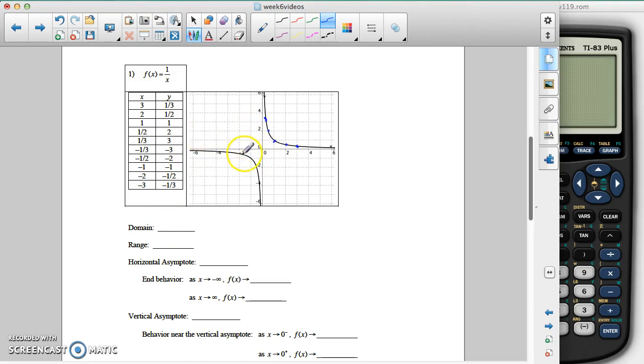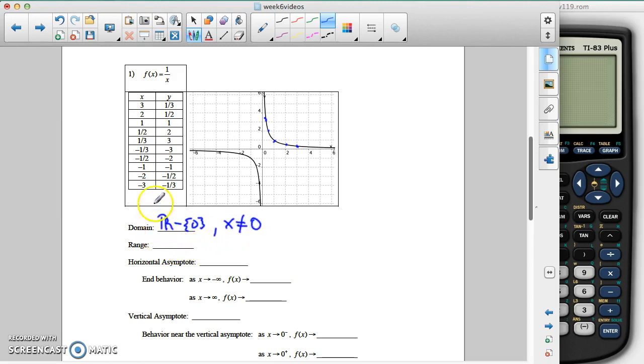The value that we can't put in here looks like it's 0. So our domain is all real numbers except 0. We can write it in a couple of ways. We can write it as all reals minus the number 0, or we could just write x is not equal to 0. One of those two ways.